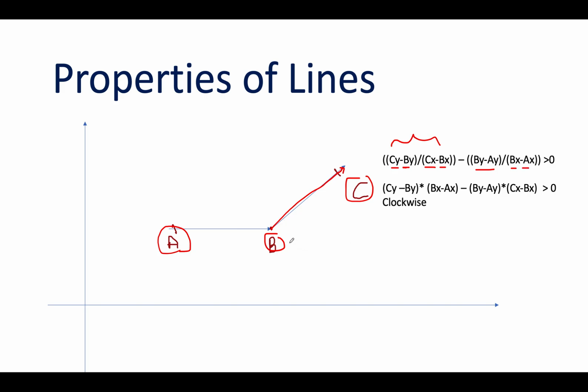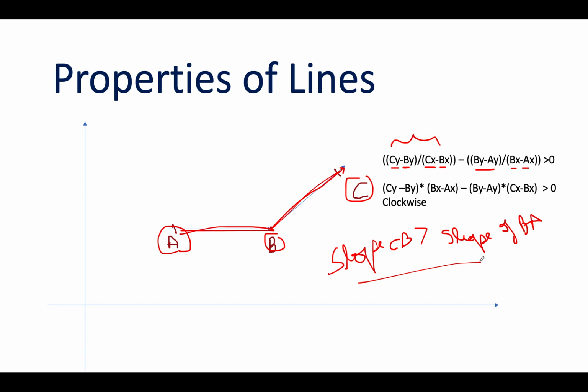And you can see that the slope of CB is greater than slope of BA. Slope of BA is this and slope of CB is this much. And using this we can comment that CB lies in clockwise direction with respect to BA.